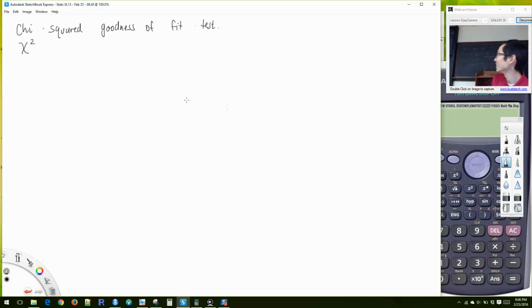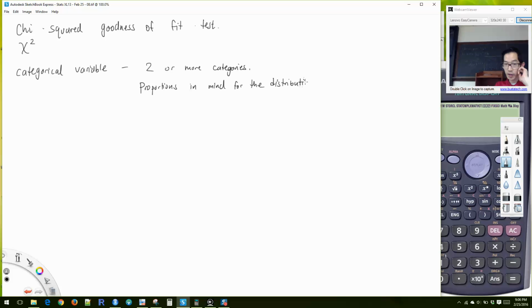All right. So anyway, we got the chi-squared goodness of fit test, and the idea here is, again, we have a categorical variable, and we have multiple categories. It could be used for 2 categories. It could be used for more than 2 categories. Okay, so we have a categorical variable with 2 or more categories. And what we have is we've got proportions in mind for the distribution of data in the categories.